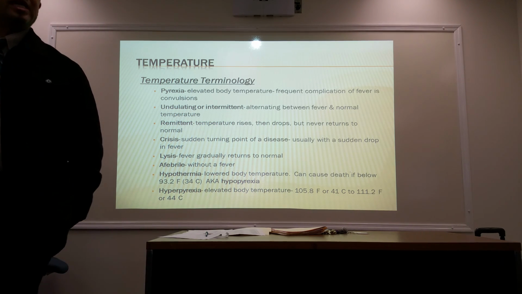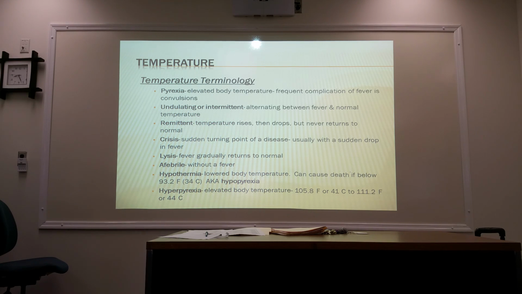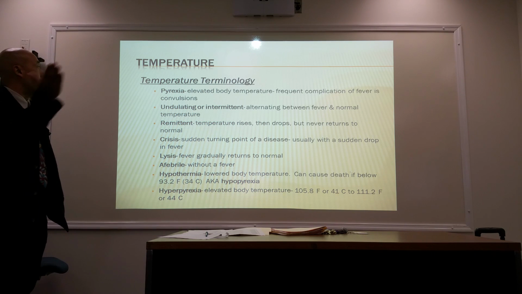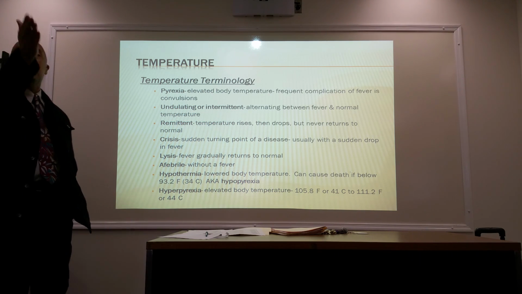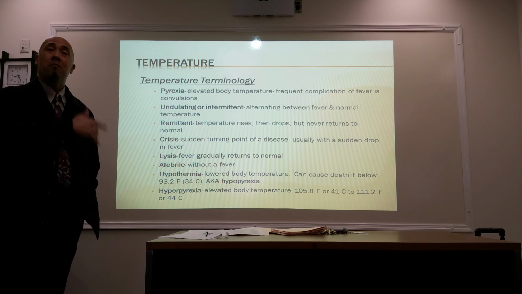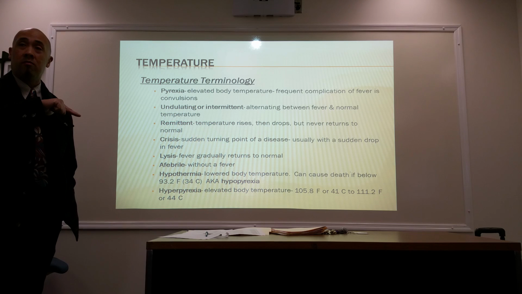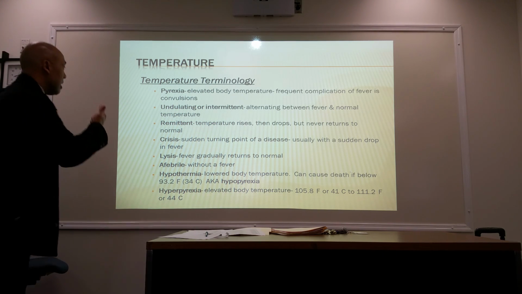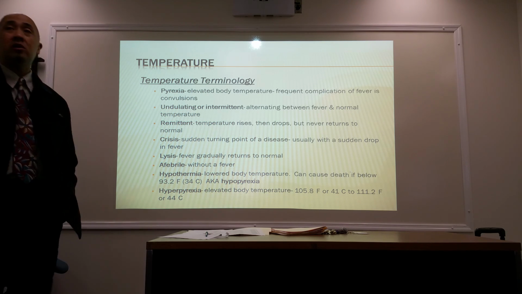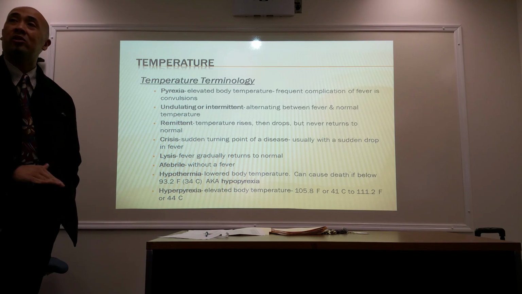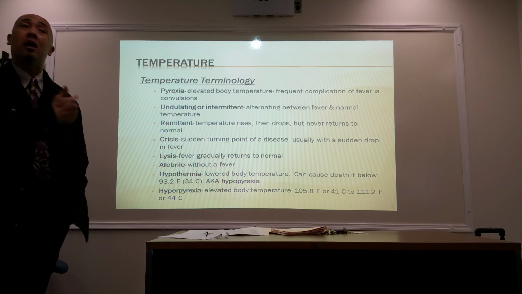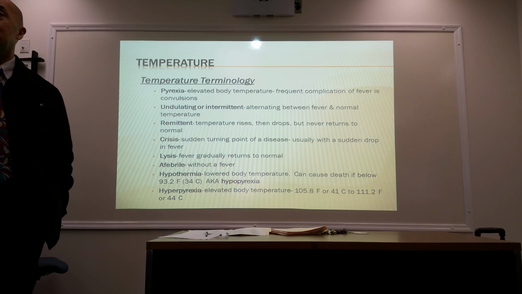Next one here is undulating and intermittent. This is alternating between a fever, high temperature, and normal temperature. So it goes up and it goes back to normal, up and back to normal. Okay? But the key here is that it goes back to normal. As opposed to remittent. You may have an elevated temperature, it drops but never goes back to normal. It goes up and down. It fluctuates but never goes down to normal, unlike intermittent or undulating.